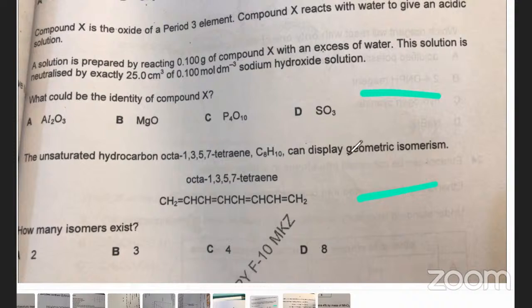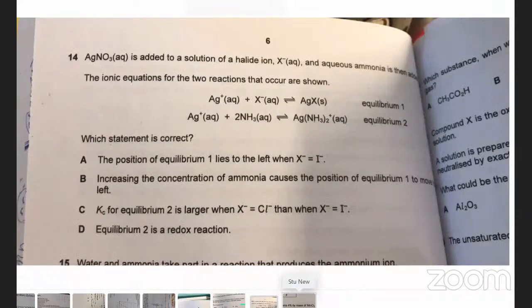The next one is silver nitrate. There's one question left. After this, I'll do the other questions. Now there's silver nitrate. It's added to a solution of halide and aqueous ammonia is then added. The ionic equations for the two reactions. So this is the precipitate that is formed, and the precipitate AgX then dissolves in NH3. Which statement is correct?